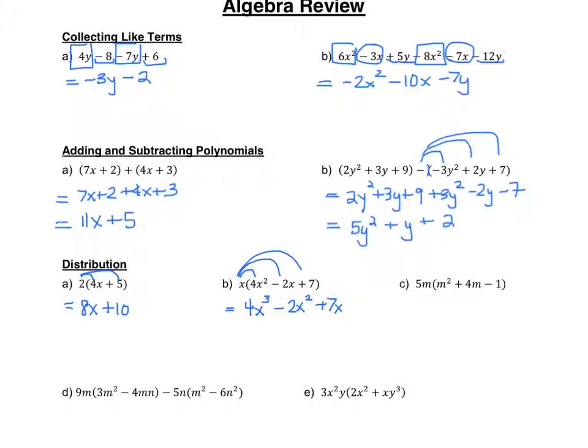Next one, 5m times m squared is 5m cubed. Remember, when you're multiplying powers with the same base, you add the exponents. So m times m squared is m cubed. 5m times 4m is 20m squared. And 5m times minus 1 is minus 5m.